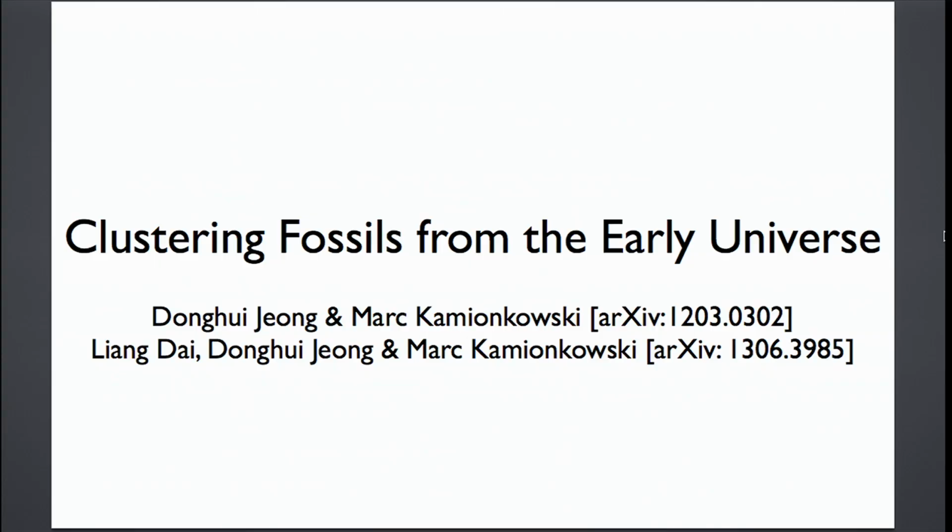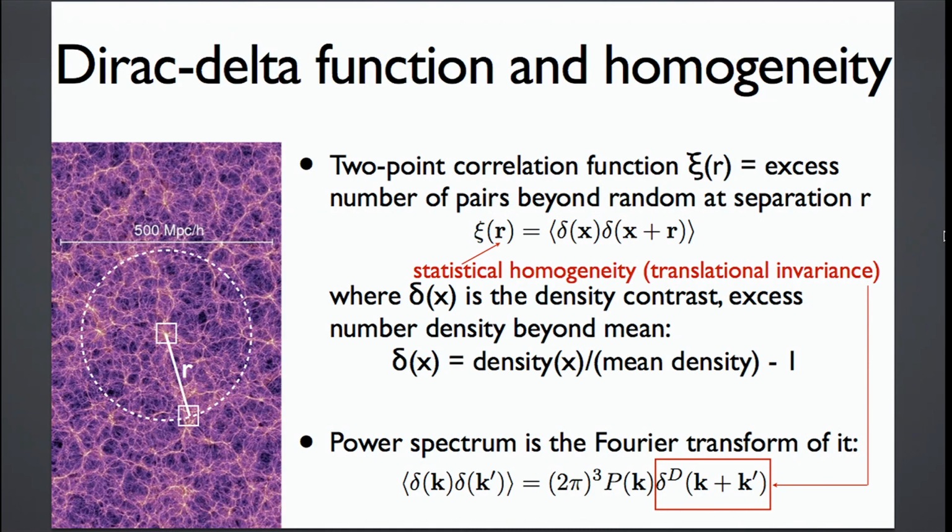So that is the clustering fossils from the early universe. That's the work by me and Mark, and also Liang, and then Mark and I followed up with a more sophisticated case. So the idea here is that we have some off-diagonal correlation. And to talk about off-diagonal correlation, we have to understand what the diagonal means. So in usual cosmology, when you write down the two-point correlation function, we only write it as a function of r, meaning it only depends on the separation between two galaxies, not on where you measure this correlation, right? And that is the result of statistical homogeneity.